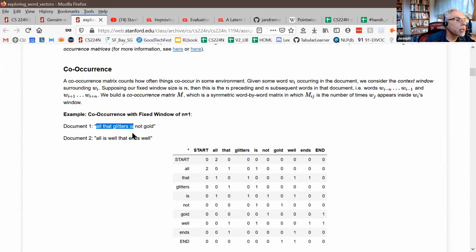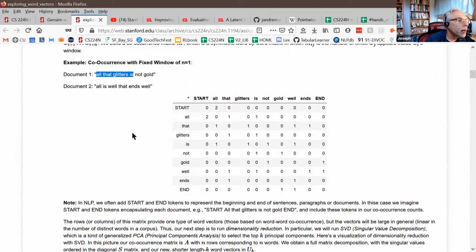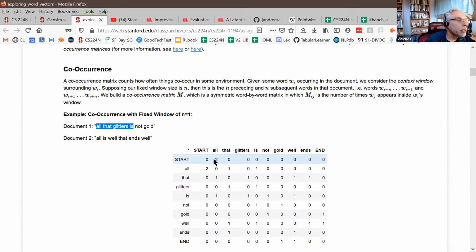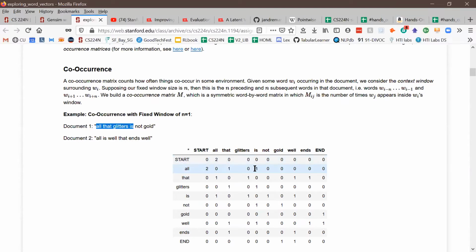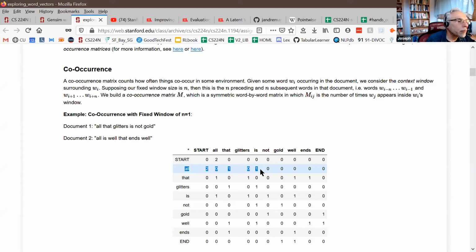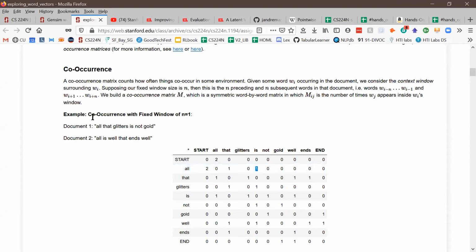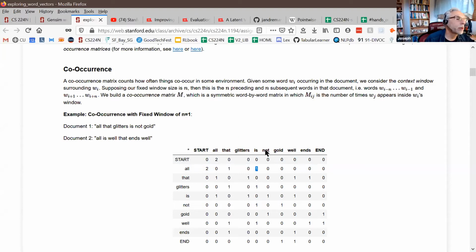they didn't specify the size of the context window here. To me, it's one. It should be two though, right? It's written right below the paragraph: co-occurrence with fixed window of n equal to 1. Oh, there it is, window of n equals 1. Thank you.